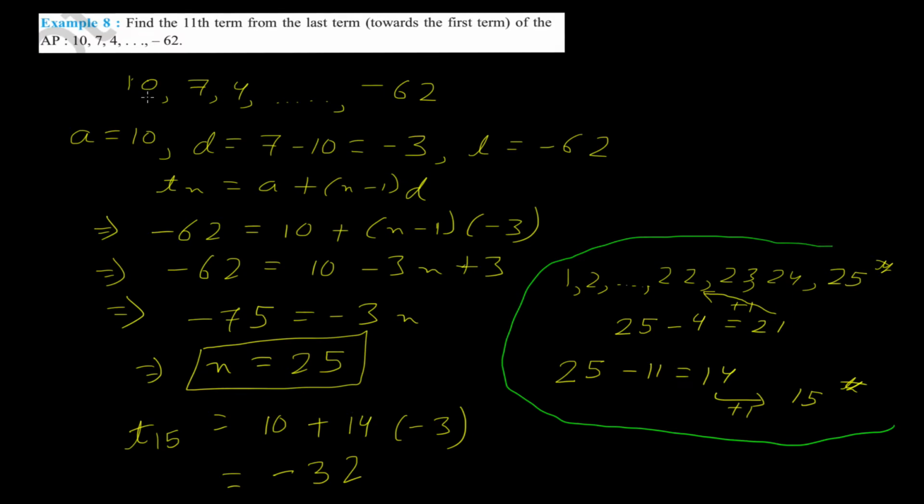So we had our first term, we had our last term, we had common difference, so we could easily find the number of terms. Once we have the number of terms, we just need to find which is the 11th term from the end. So since there are 25 terms, the 11th term from the end would be 25 minus 11, 14, plus 1, the 15th term. And why would this plus 1 be here? When we are subtracting 11 from the end, we are taking out the 11th term. So in order to get back to the 11th term, we add one more.